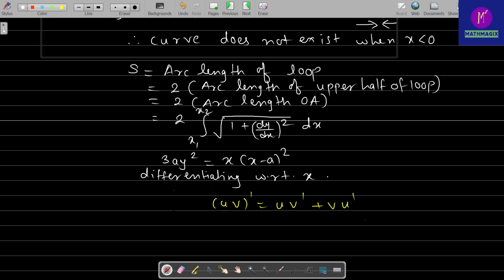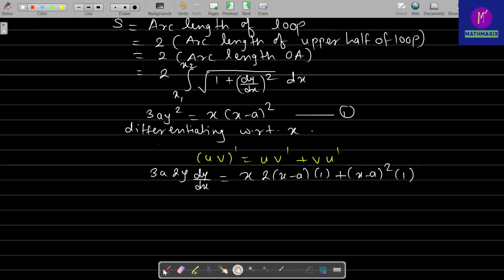The u into v rule is (uv)' equals u into v dash plus v into u dash. So the differentiation of this equation 1 is 3a, derivative of y square is 2y dy by dx, because we are considering y as a function of x. Here we will apply the u into v rule. So x into the derivative of (x minus a) square is 2 into (x minus a), and by chain rule again we have to take the derivative of x minus a, which is 1, plus (x minus a) square, and the derivative of x is 1. Let us solve this.